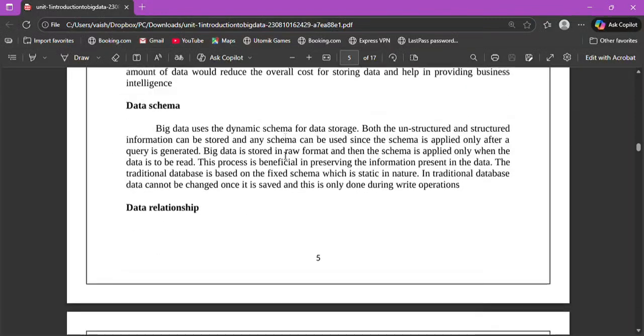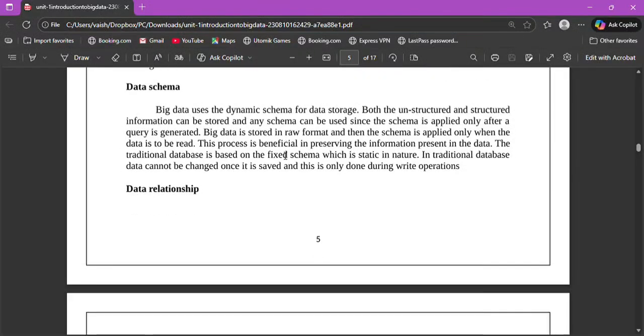The traditional database is based on a fixed schema, which is static in nature. In a traditional database, data cannot be changed once it is saved, and this is only during the write operation. Now data relationship. In the traditional database system, the relationship between the data items can be explored easily as the amount of information stored is small. However, big data contains massive or voluminous data, which increases the level of difficulty in figuring out the relation between the data items.